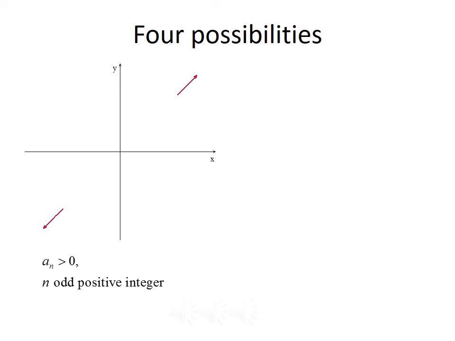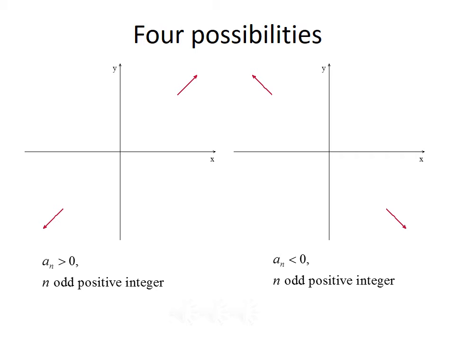Basically, there are 4 possibilities when you look at the leading term. The first possibility is that the coefficient is positive, so that means the right-hand side goes up, and that the degree is an odd integer, which means that the left-hand side will go down. The second possibility is that the coefficient is negative, which means that the right-hand side goes downward, and that the degree is odd, which means that the left-hand side will do the opposite, it will go upward.